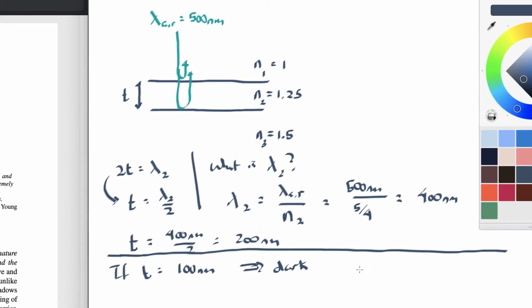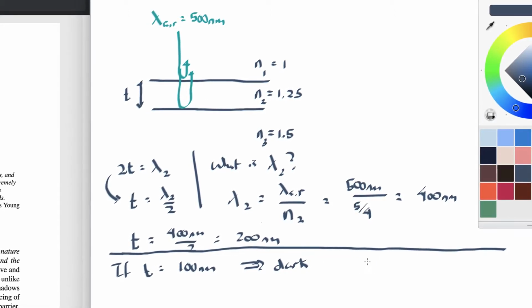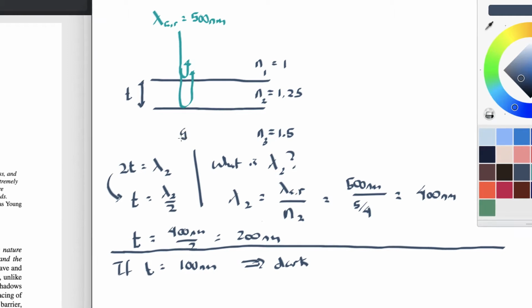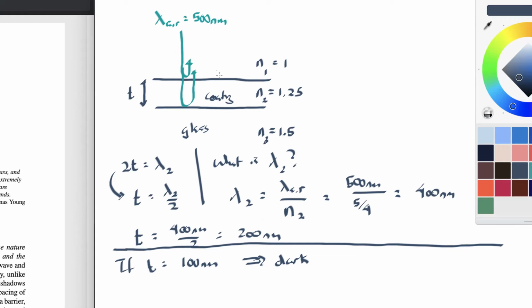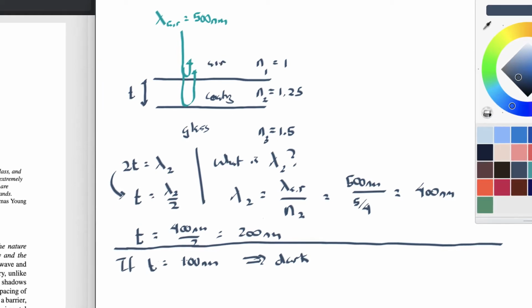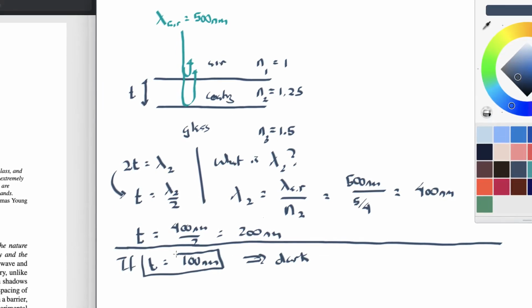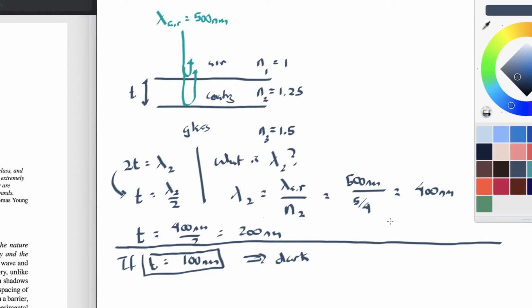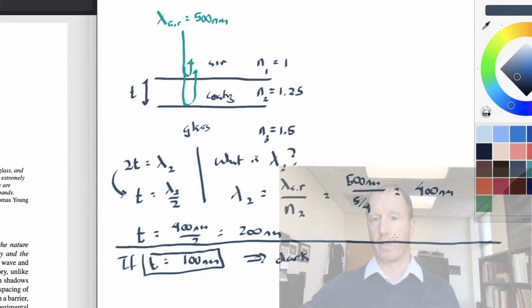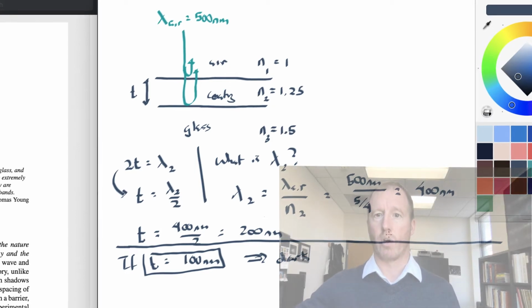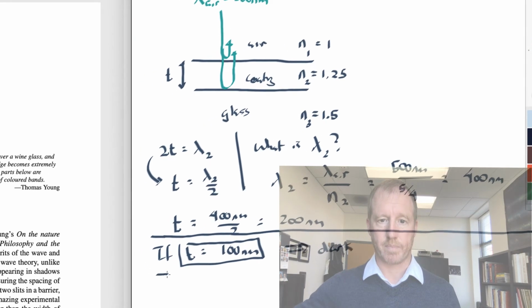So you could, if you made this coating, let's suppose this was glass down here, and this was some kind of coating, and this was air, then if you make it just this thickness, all of the cyan light that's impinging upon it is going to be non-reflected, and so you'll have an anti-reflective coating for this wavelength. This is something that optical engineers are interested in, making anti-reflective coatings for glass lenses, for example.